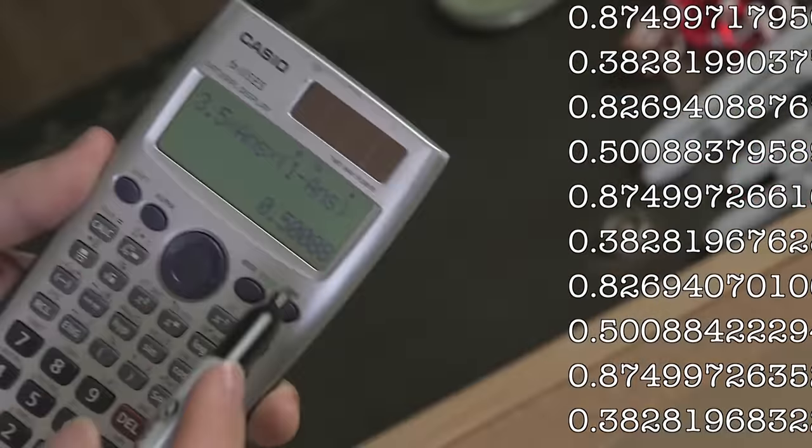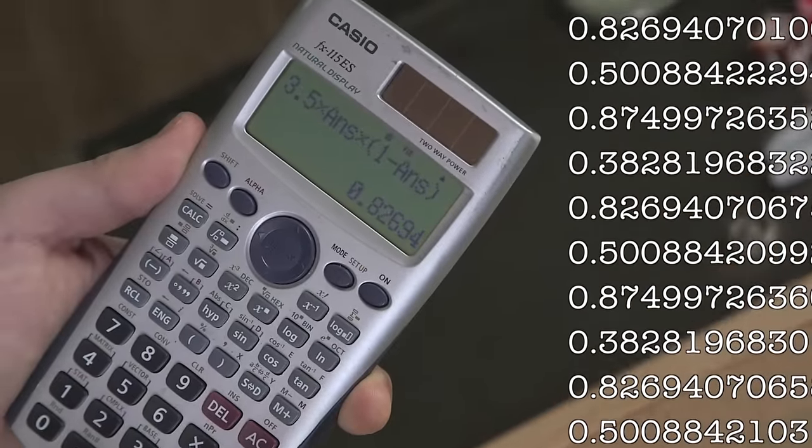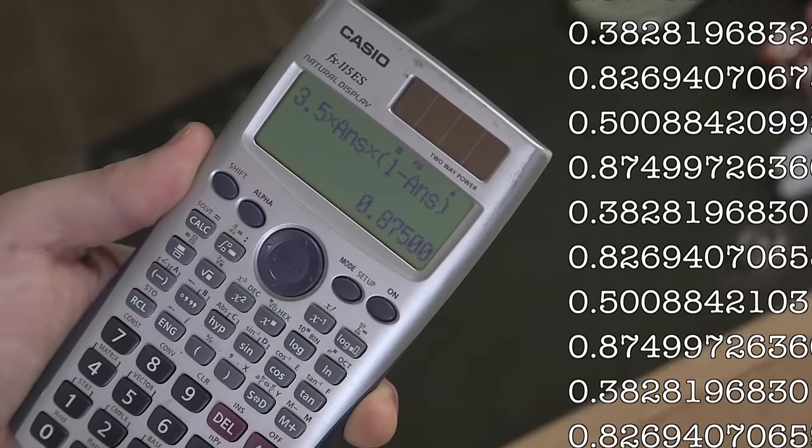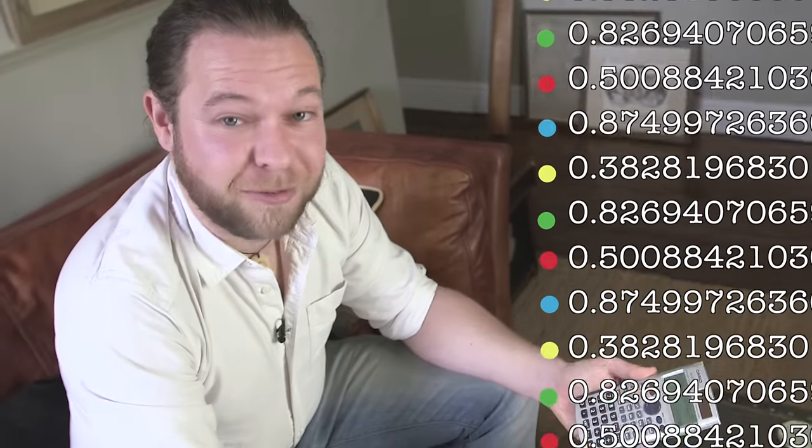I'll show you what's happening on the screen. We've got 0.5, 0.87, 0.38, 0.82, 0.5, 0.87, 0.38, 0.82. Actually, it is cycling, but it's not 2. It's now 4.